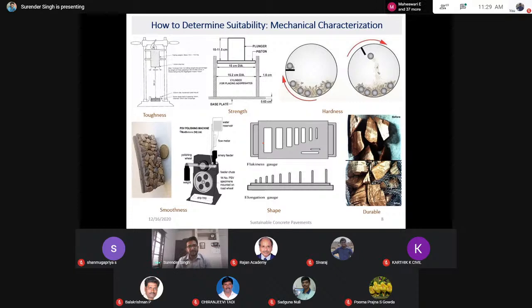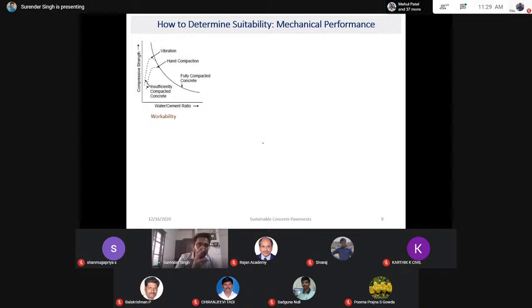Okay, if mechanically the aggregate is good, then think of using it for concrete pavements. In concrete pavements, we have different properties. So let's say we take an example. I have one recycled aggregate here.